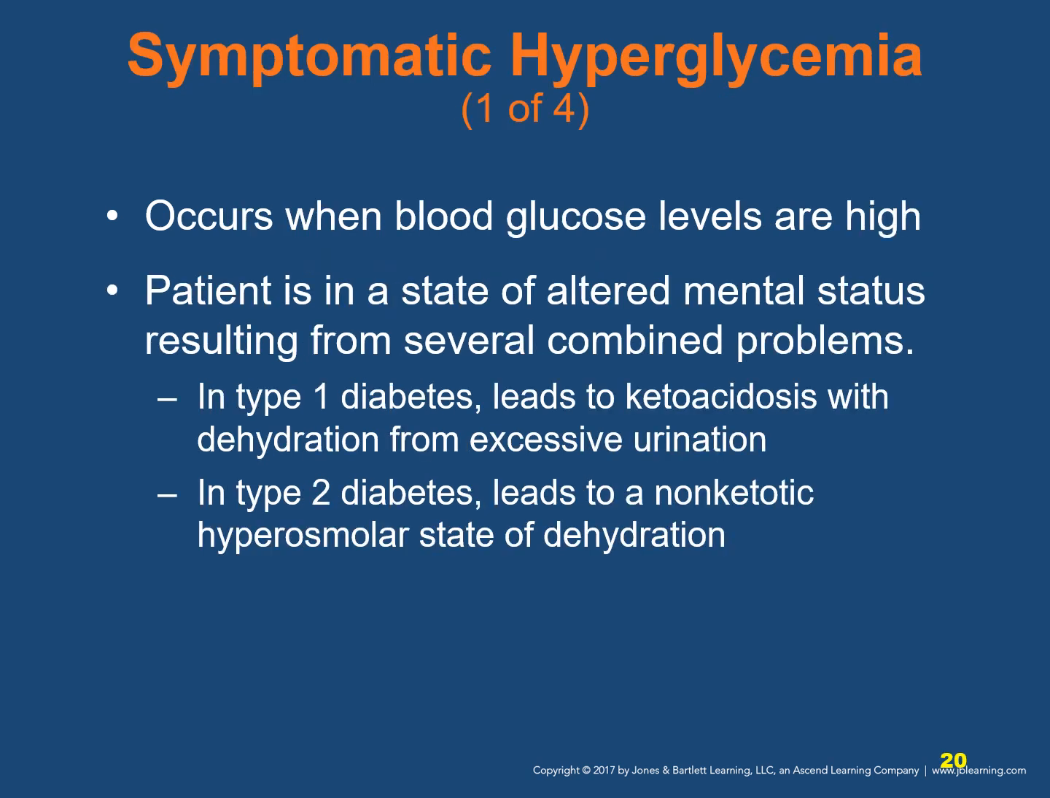Symptomatic hyperglycemia occurs when the blood glucose levels are very high and the patient is in a state of altered mental status, resulting from severe combined problems. In type 1 diabetes, it leads to ketoacidosis with dehydration from excessive urination. In type 2 diabetes, it leads to a nonketotic hyperosmolar state of dehydration due to the discharge of fluids from all of the body systems and eventually out through the kidneys, leading to fluid imbalance.